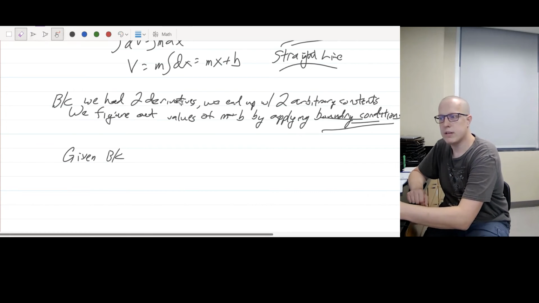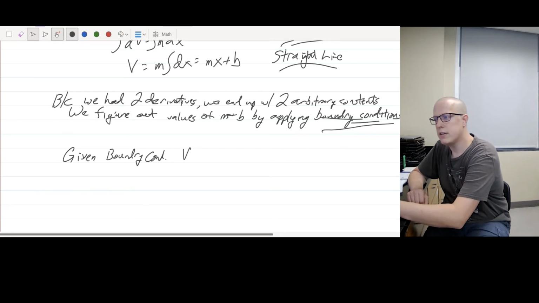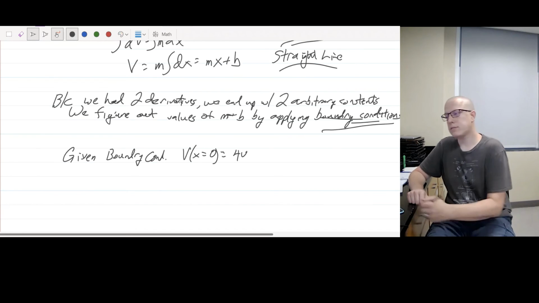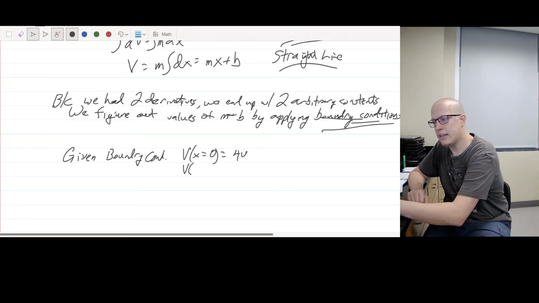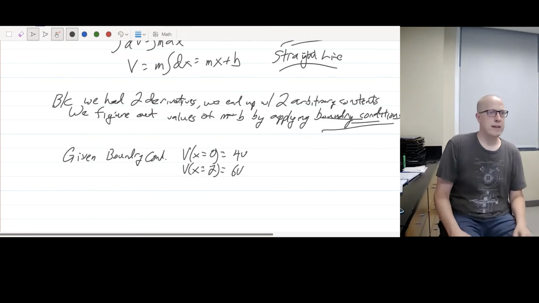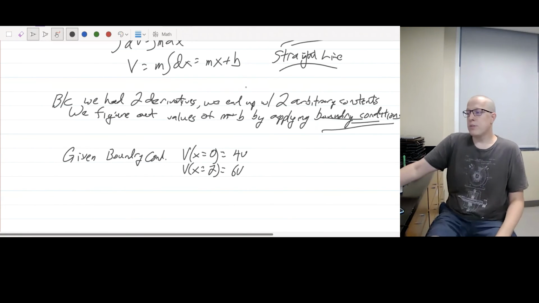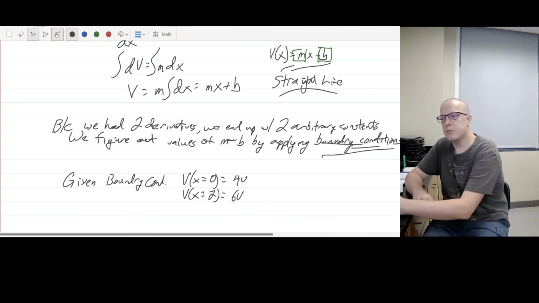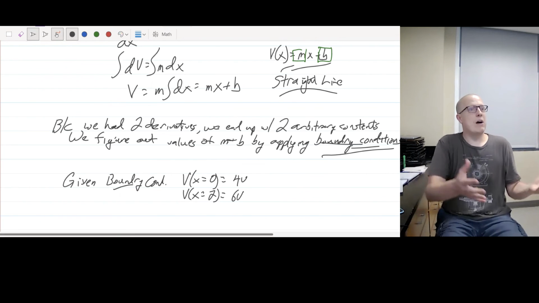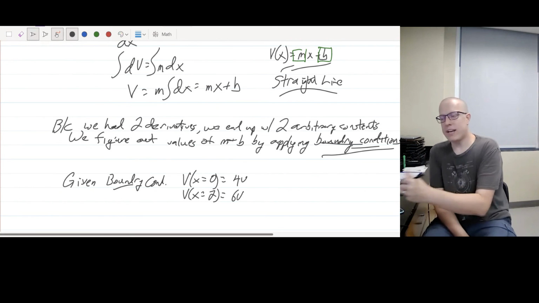I was given boundary conditions. Maybe V at x equals 0 is equal to, I don't know, 4 volts. And V at x equals 2 is equal to, I don't know, 6 volts. I'm just making these numbers up, right? So now these are boundary conditions. We say that they're boundary conditions because they are restrictions at a boundary, meaning they're restrictions at a point in space.